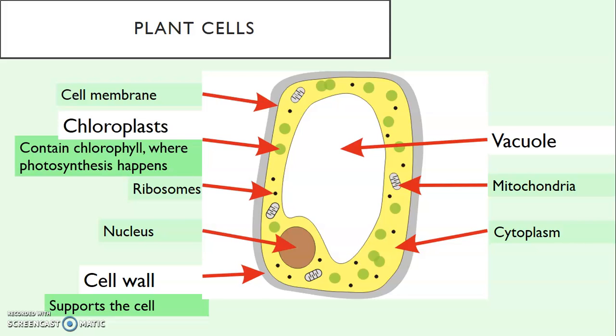It supports the cell. So plants don't have a skeleton or anything, so they need this cellulose cell wall to provide support. And then finally, there's a vacuole, and a vacuole contains cell sap. It's a solution, it's got dissolved sugars and things, which helps the plant to survive.